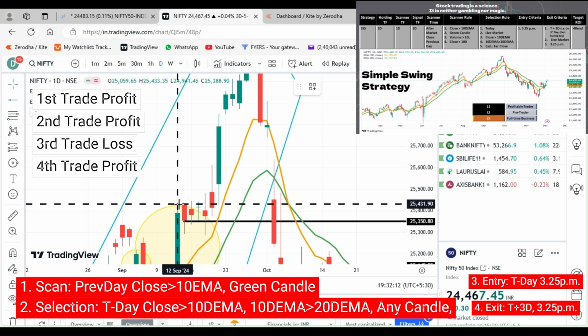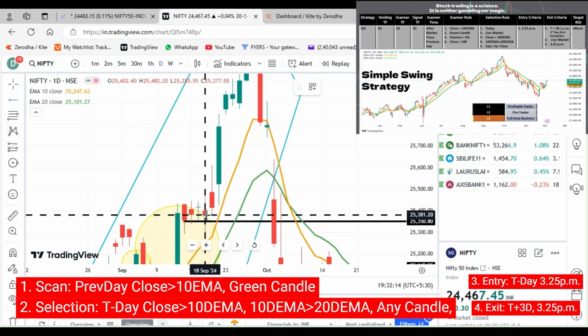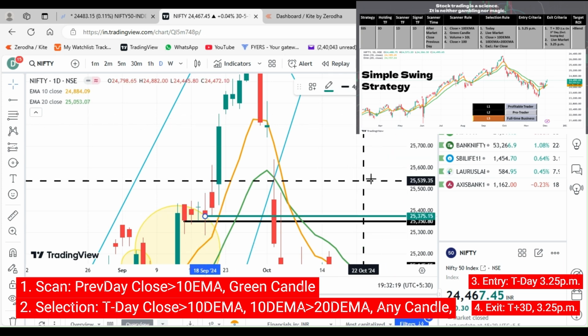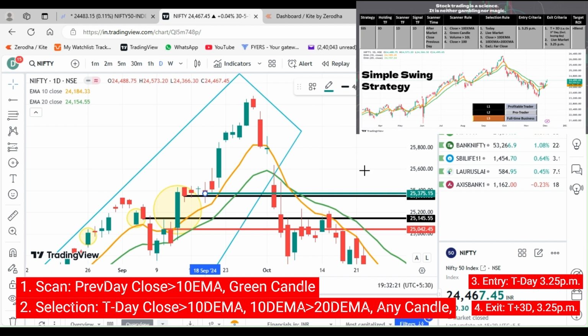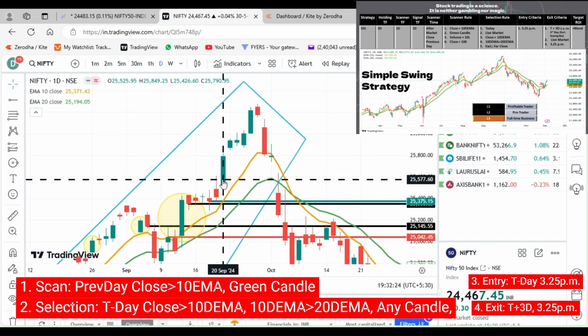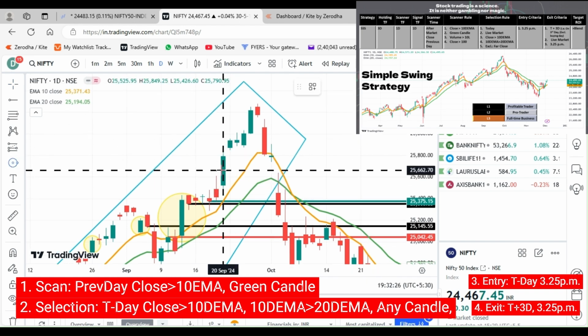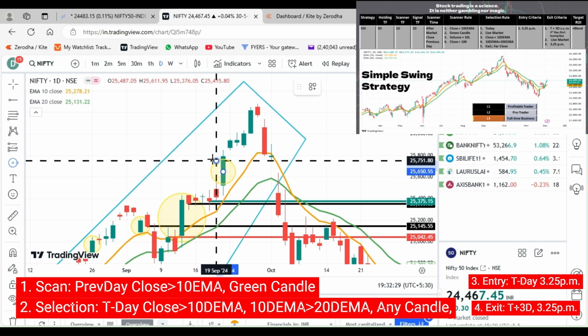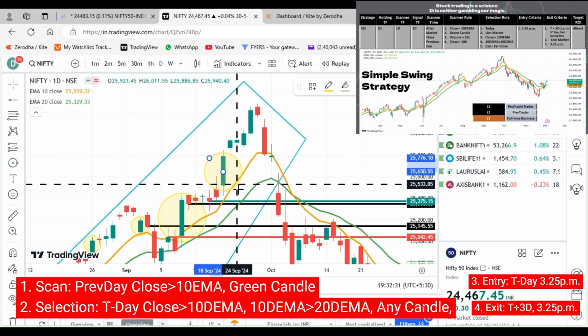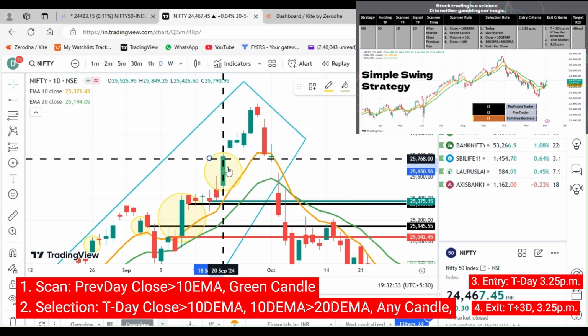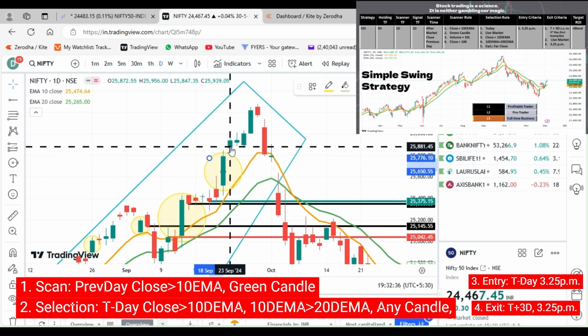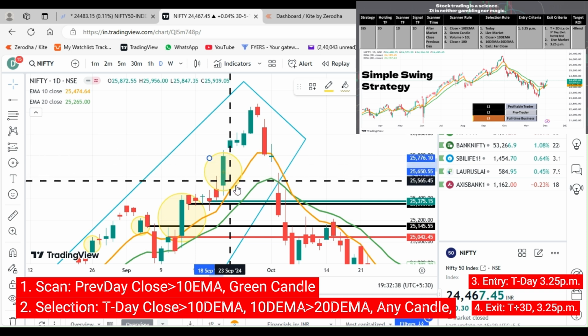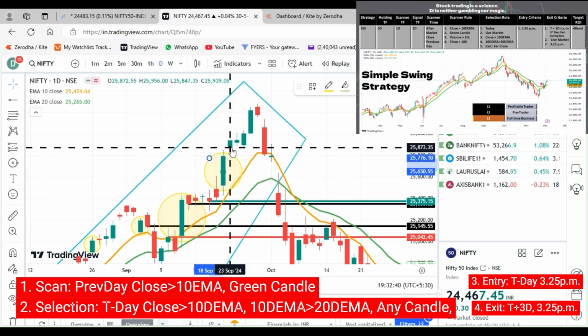So we have done 3-4 trades. Now the fifth trade on the same leg on 20th September. On 20th September, the closure is above the orange line. So our scanning criteria is met. The next day is the selection criteria. Again closure is above 10 DEMA and 10 DEMA is above 20 DEMA. So I will straight away buy at the closing price on the next day, 23rd September. So let us mark it as black.